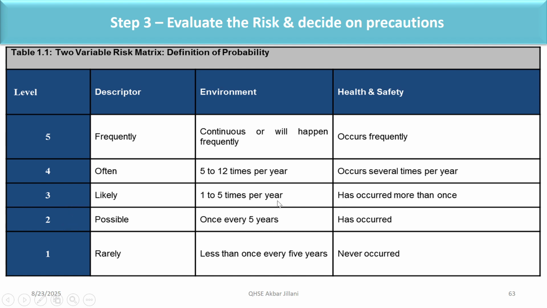So it will be 2. 3 means 1 to 5 times per year. It will be likely. Then often: often means 5 to 12 times per year. Then the fifth is frequently, continuous or will happen frequently. So many organizations have the data, and based on this data they give the rating.